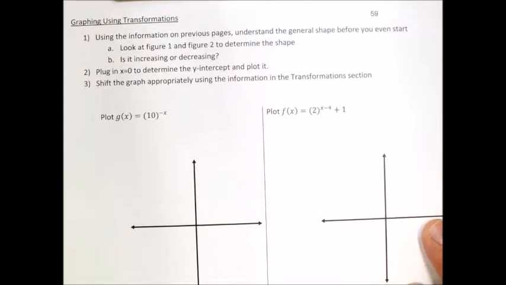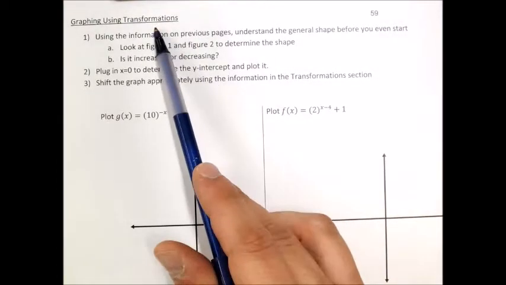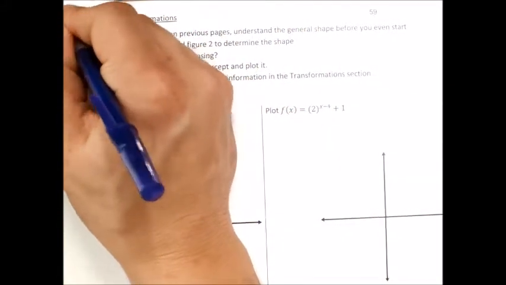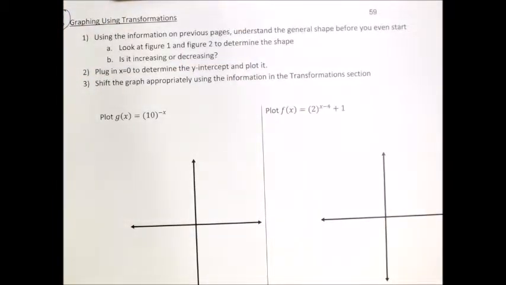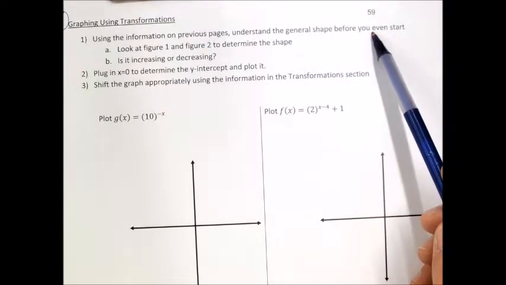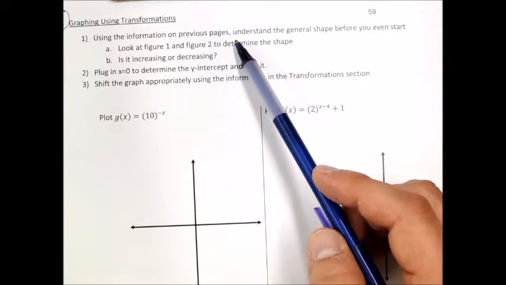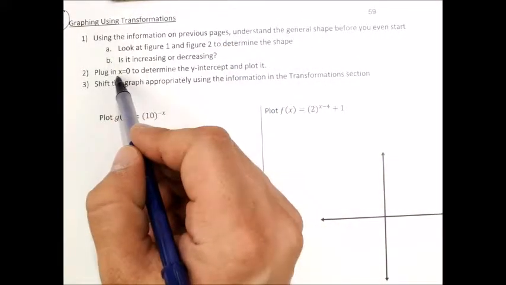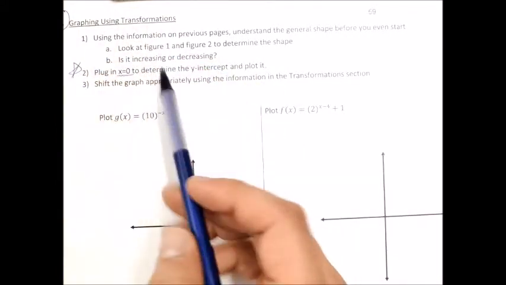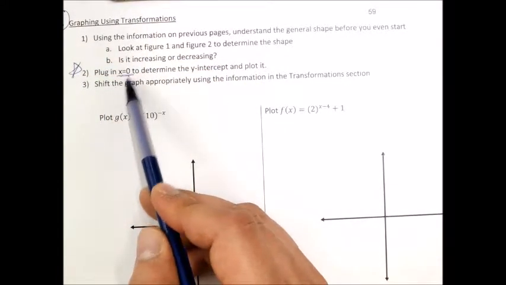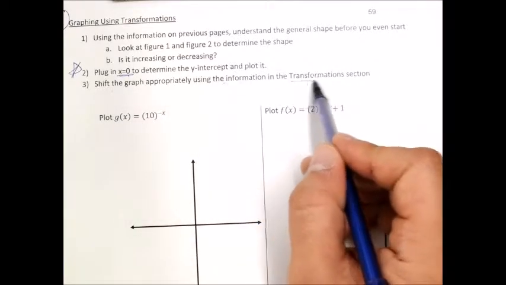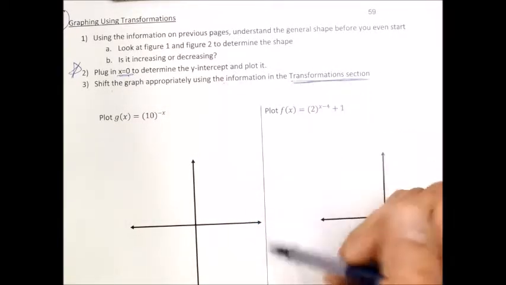Transformations. So if we want to use transformations, so this is B. This is method B from the previous page. So again, we already kind of know the general shape before you start. You look at figures 1 and 2 to figure out whether it's going to be increasing or decreasing, right? Make sure you plug in x equals 0 just to make sure you find the y-intercept. And then you shift the graph using things from the transformation section, like that's on the quiz today.